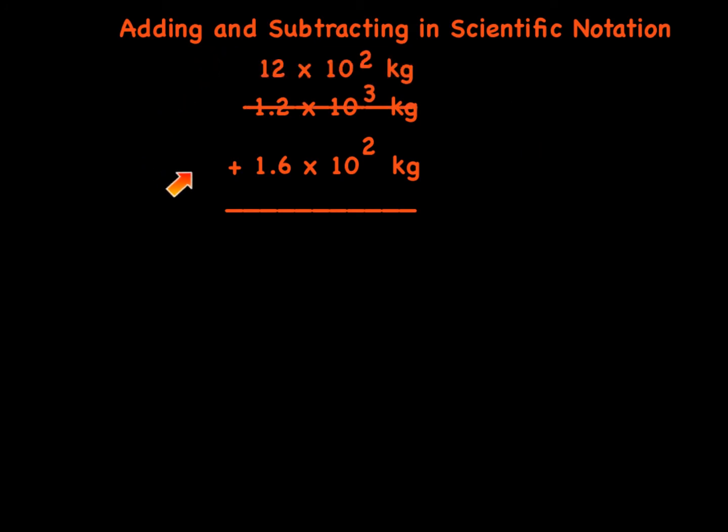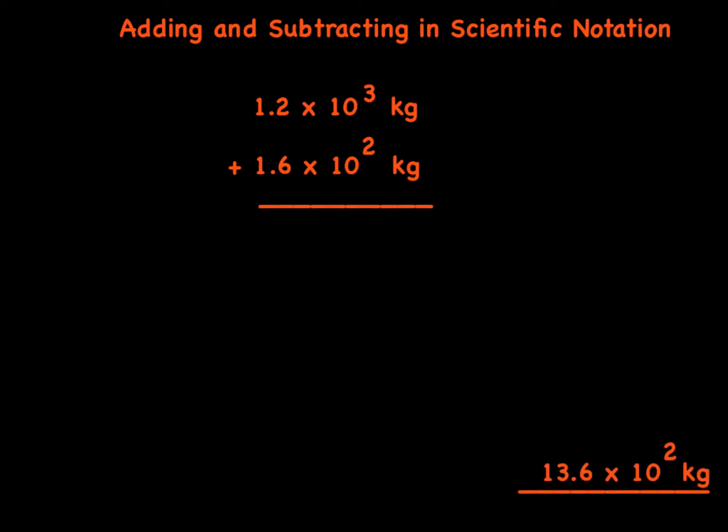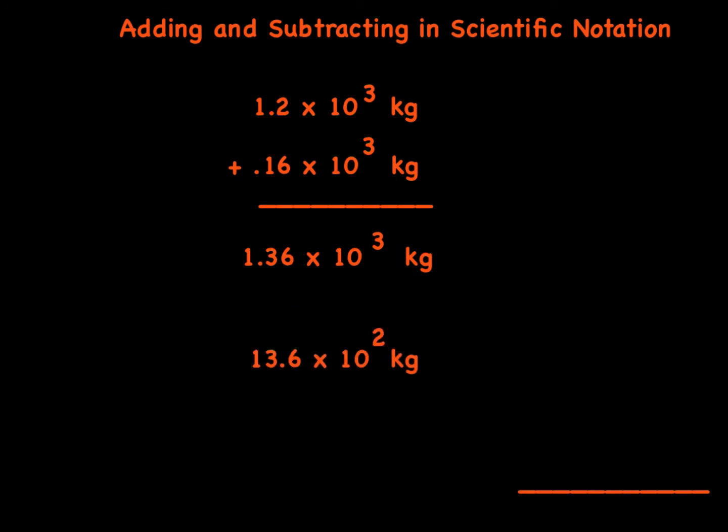Now we add our m values together, and we get 13.6 times 10 to the second kilograms. Now we can also change this measurement to an exponent of 10 to the third. And since we're increasing our exponent by 1, we're going to decrease our m value by 1 place, making this 0.16 times 10 to the third. And when we add those m values together, we get 1.6 times 10 to the third kilograms. And so these are actually the same values.